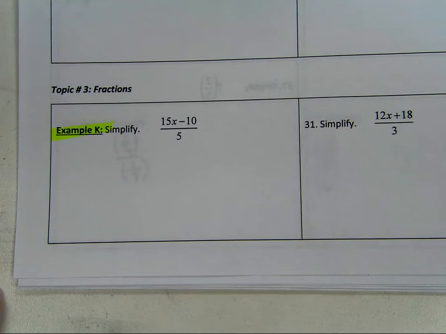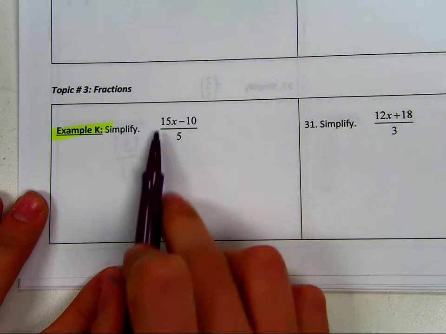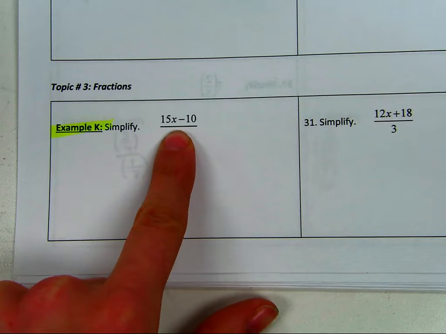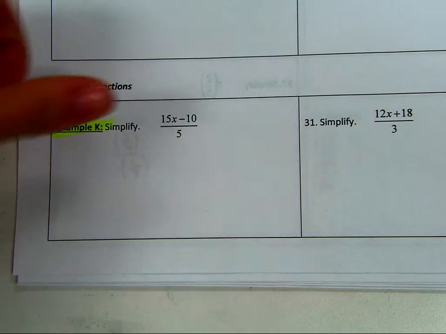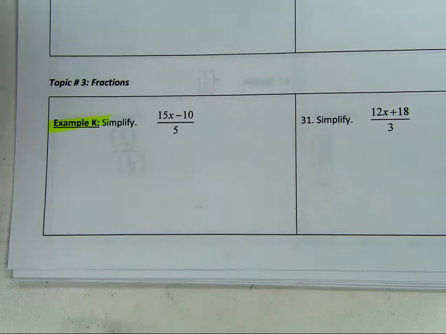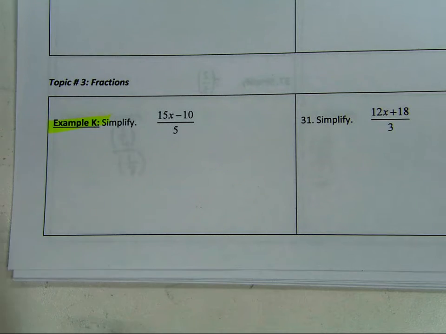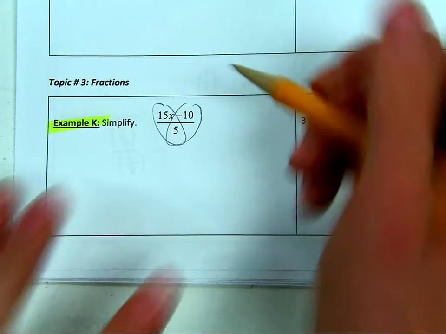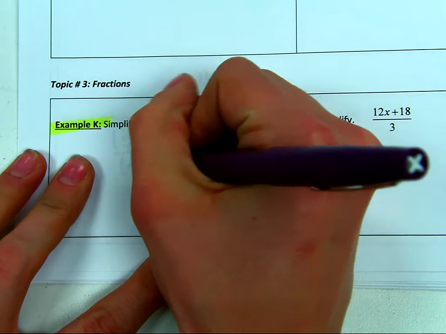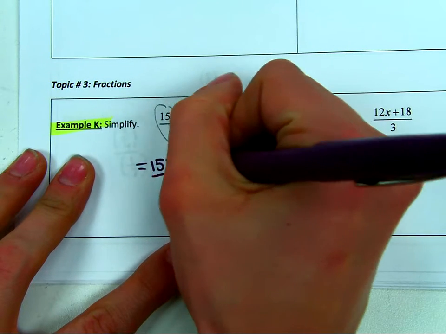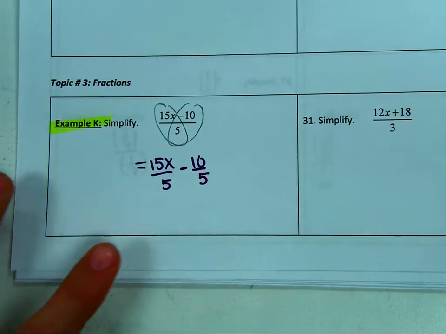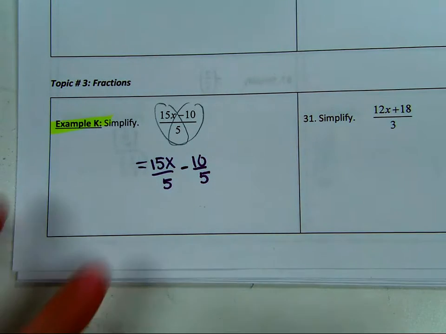So if we look at example K, here it says to simplify. There's really not much you can do in the numerator. There's really no like terms. You can't really subtract. Can't really do much with that denominator either. So the best thing that you can do is basically split these into two different fractions. All right, you could split it into 15x over 5 minus 10 over 5. And that kind of breaks it down to make it a little bit easier.